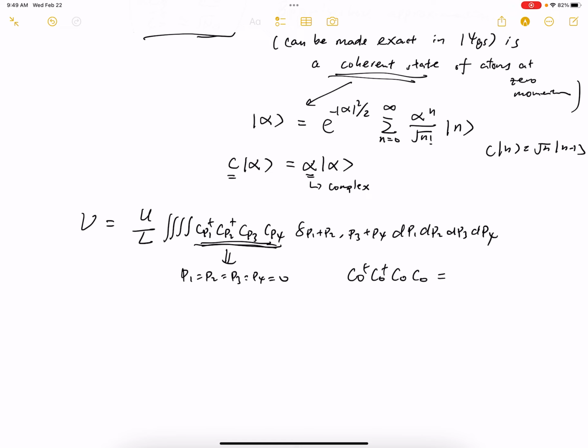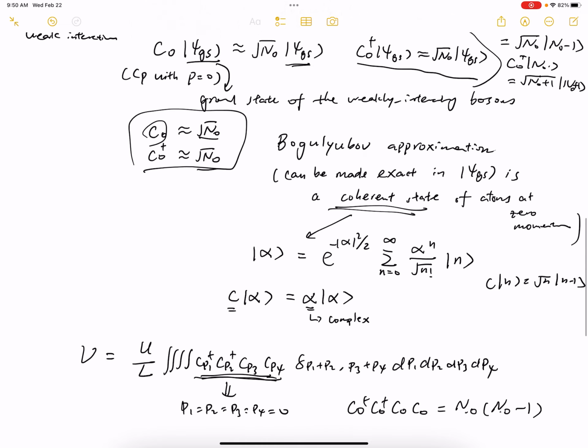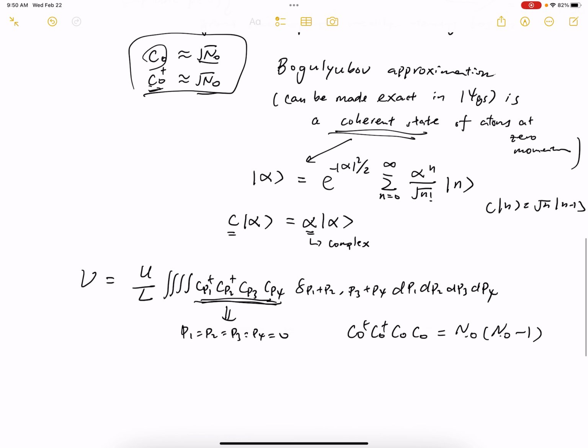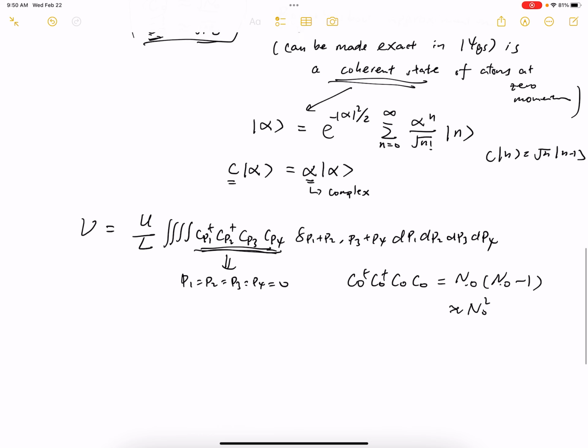And this is actually also equal to just N0 times N0 minus 1, as we talked about before. And here this N0, we can also just replace by the capital N, because that is the number of particles with momentum 0. And especially with the Bogoliubov approximation, we can really just replace these C's by numbers, right? And this N minus 1 is also not very important, so we can just call this N0 squared, because N0 is a very large number.